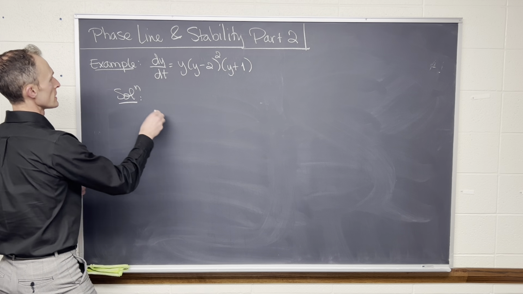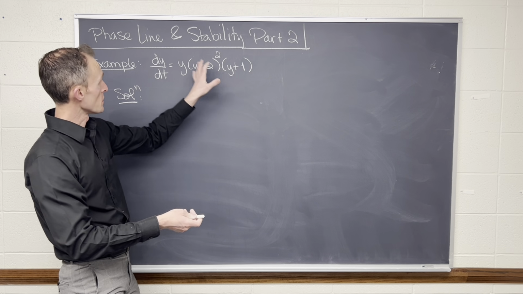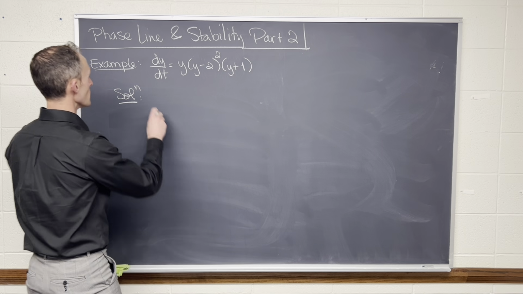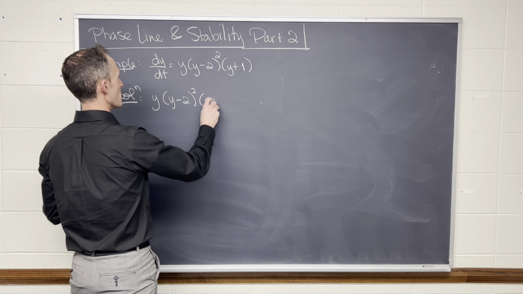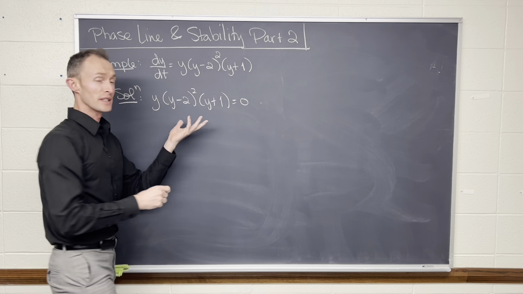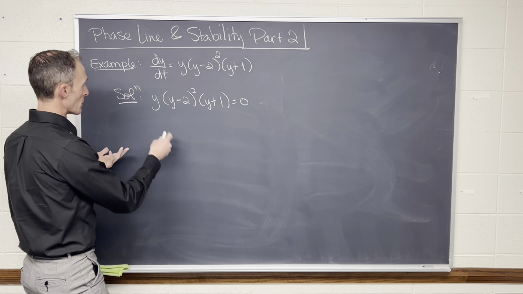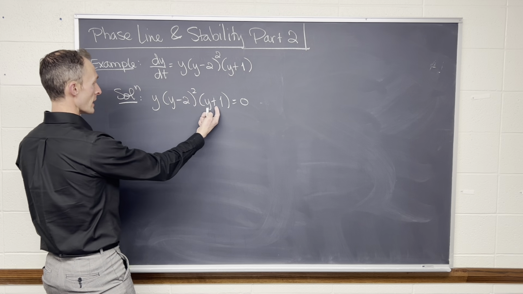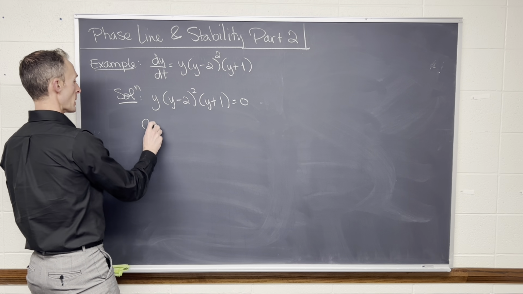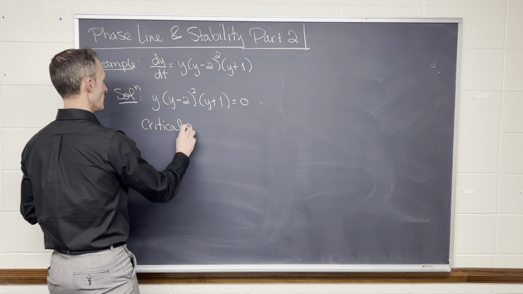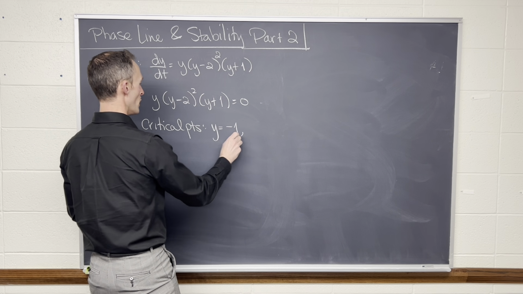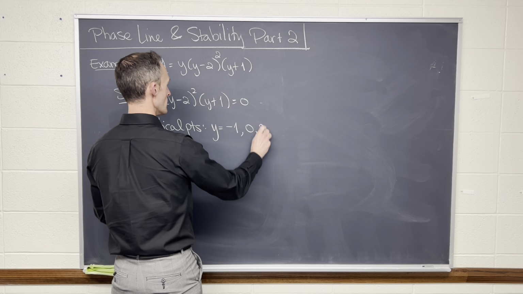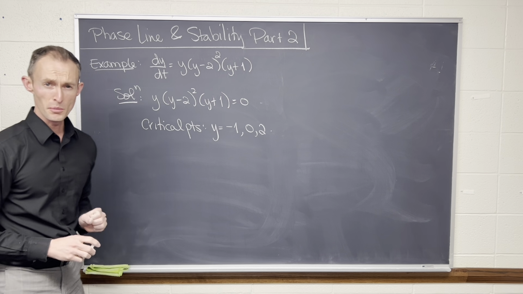Step 1 is to find the critical points, which means set the right-hand side equal to 0. So I'm going to look at y times (y minus 2) squared times (y plus 1) equals 0. Thankfully, this is factored for me, so I get all my roots as y is 0, y is negative 1, and y is 2. So I get my critical points. These are given by y equals, let's put them in order, minus 1, 0, and 2. Okay, so those are critical points.